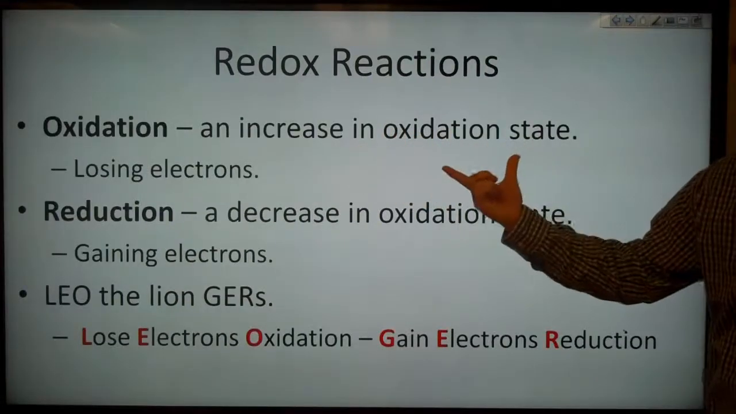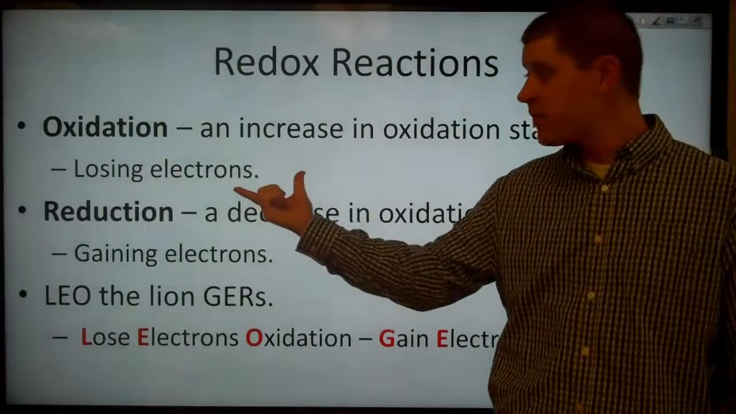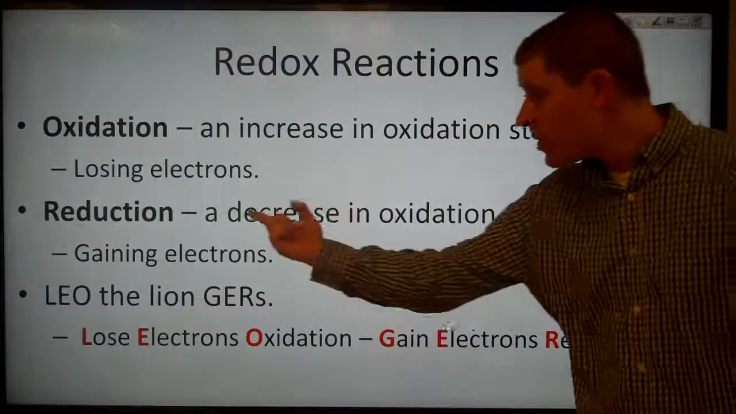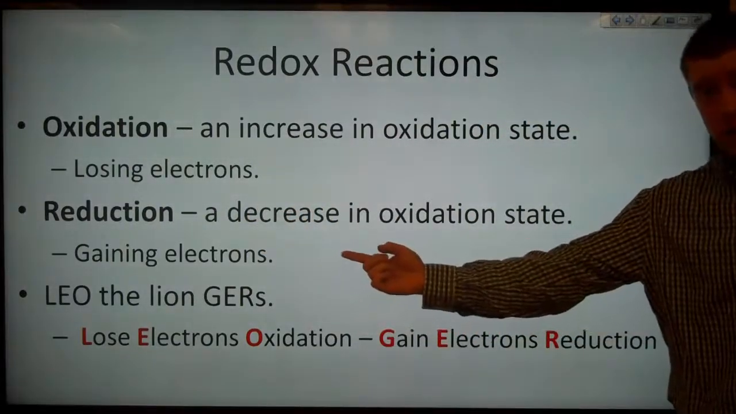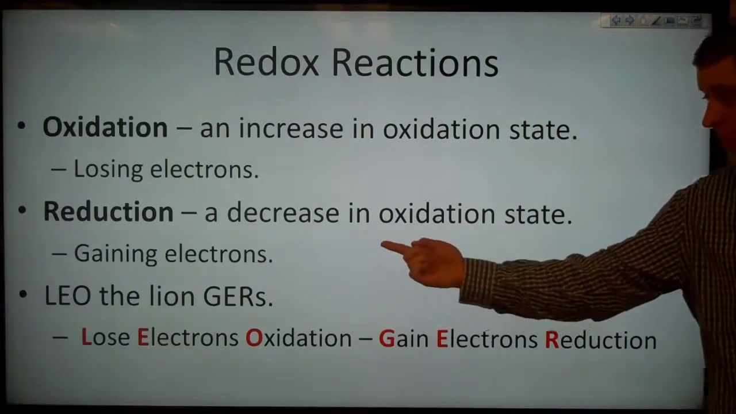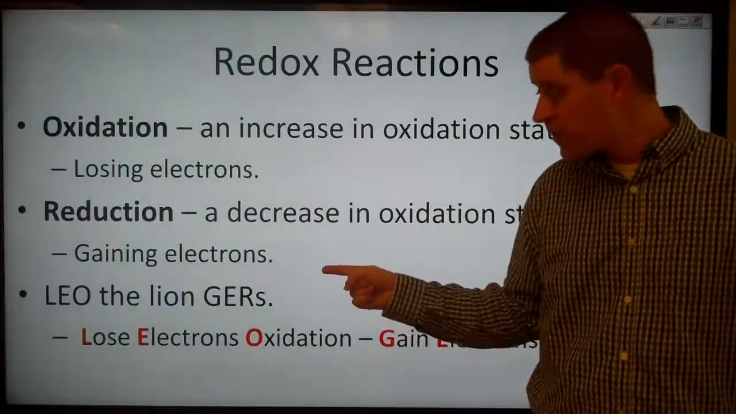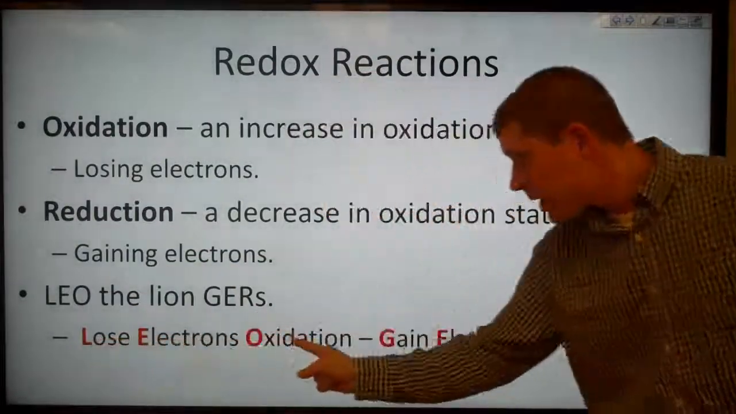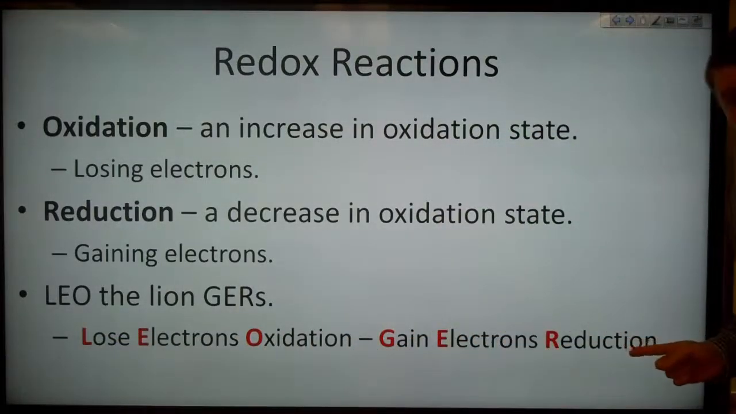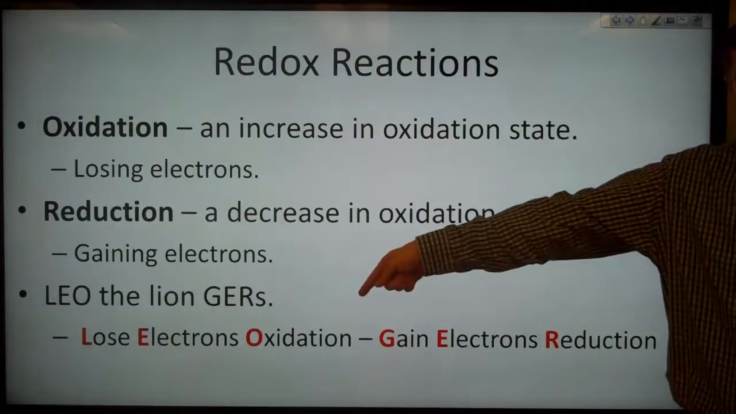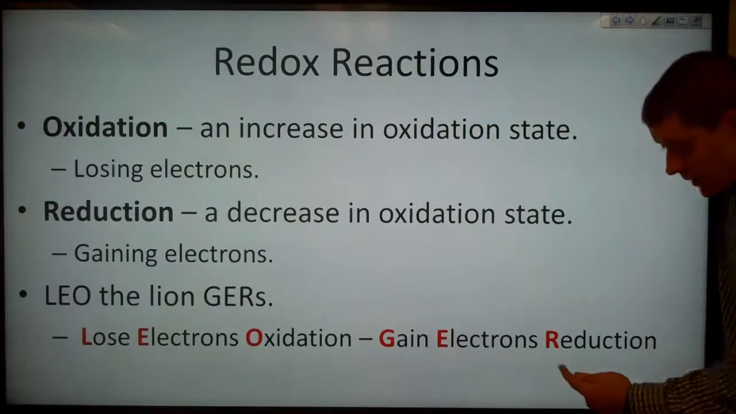So, oxidation, then, is an increase in oxidation state. This means that we have to be losing electrons, like the carbon was. Reduction is a decrease in oxidation state, which means we have to be gaining electrons in order to lower the oxidation state. And we can remember this by Leo the lion goes GER. So Leo is lose electrons, oxidation. And GER is gain electrons, means reduction. So if you're losing electrons, that's oxidation, Leo. And he's going GER, he's growling. Gain electrons means reduction.